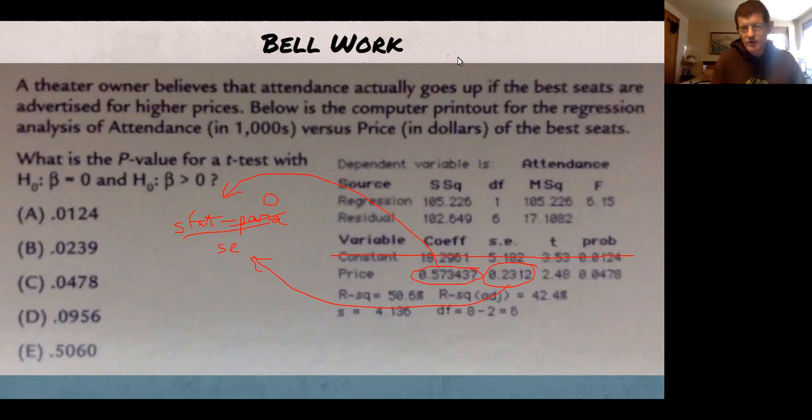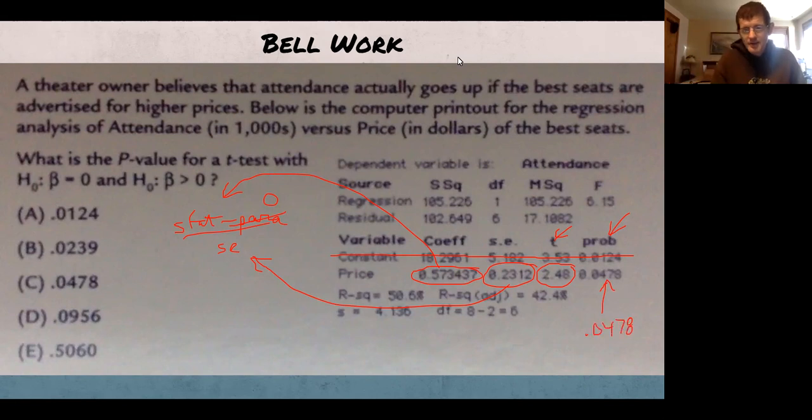Now, what I didn't show you yesterday is that sometimes the printout does that for you already. After I calculate this, it's going to be 2.48. It actually gives me the t-value in the printout. And it goes one step further and gives me the p-value right there. So my p-value is given right here: 0.0478, and it would be very tempting at this point to say, well, there's my answer, it's 0.0478.